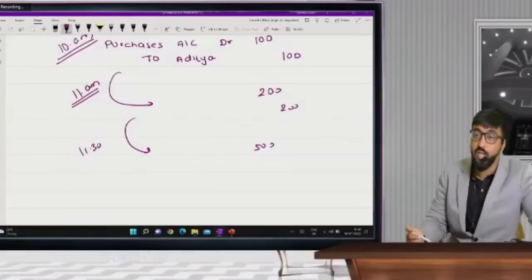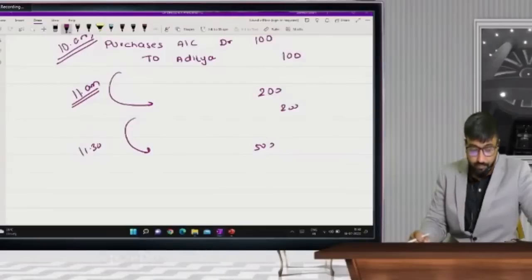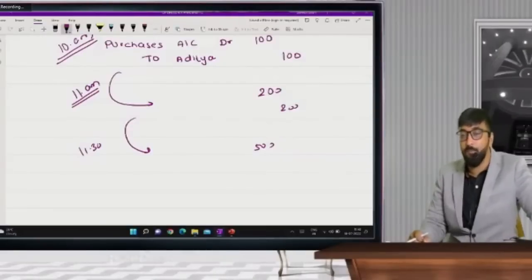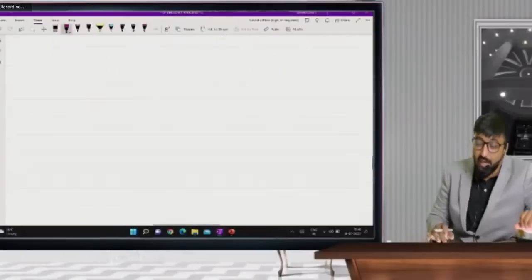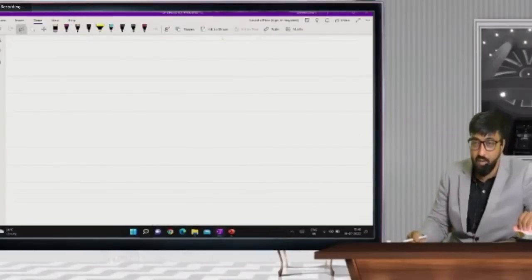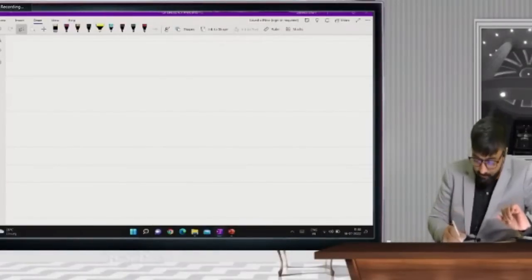So sir, any shortcut for this? In Tally, it's very easy. You do Control C, Control V, copy paste. But in real life, when there were no computers, that was a very tedious, very boring job. So that Munimji found an alternative, and that alternative is nothing but subsidiary books.